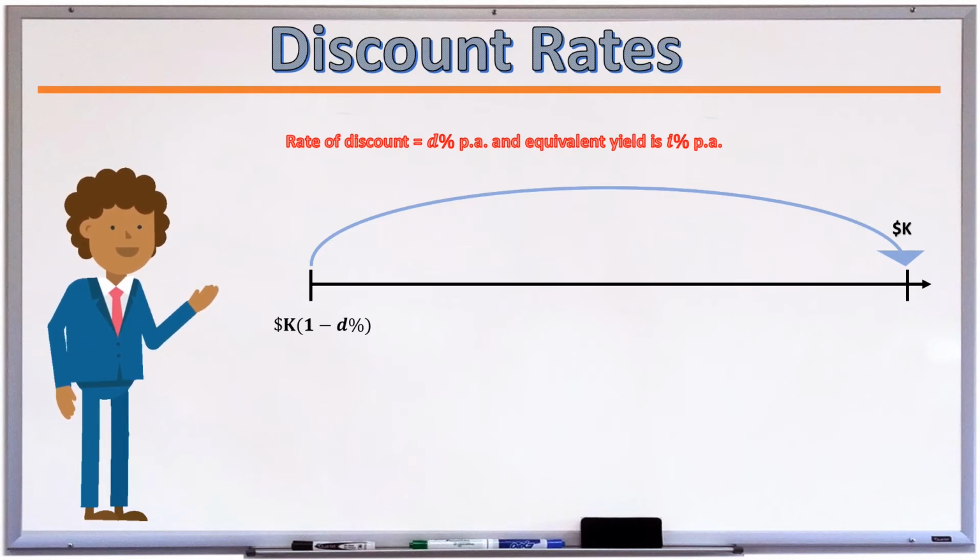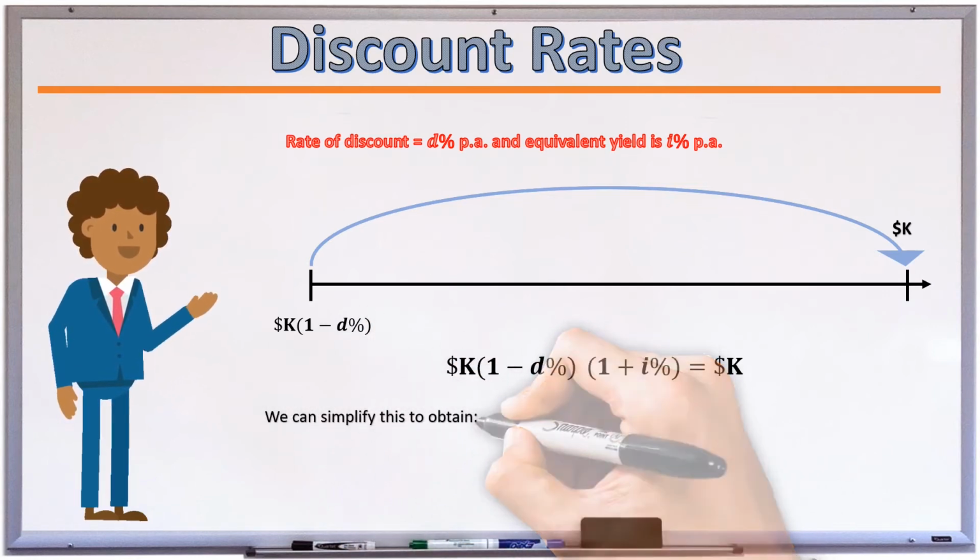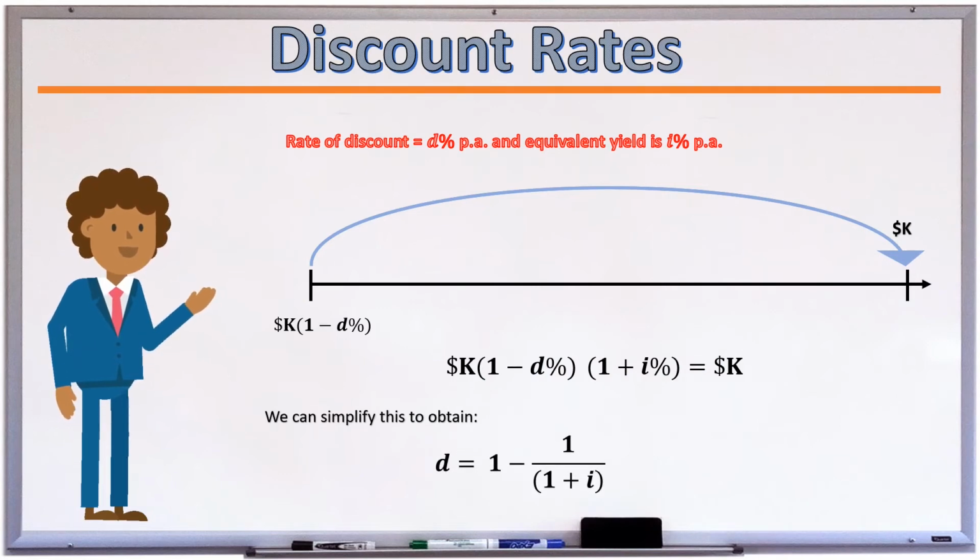Let d denote the discount rate, and let K be the targeted amount at the end of one period of investment. Then the relationship between the targeted amount and the amount invested today is given by K times 1 minus d, which is just us applying the discount to the targeted amount, and we accumulate that at the rate of interest for the period, 1 plus i. At the end of the period, after applying the discount and accumulating at the rate of interest, all we'll have is K, the targeted amount. We can simplify this expression to obtain d is equal to 1 minus 1 over 1 plus i.